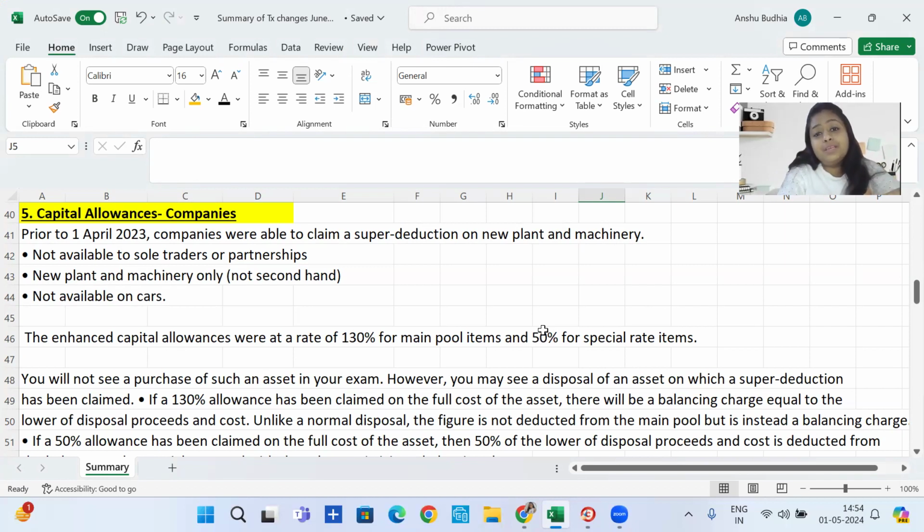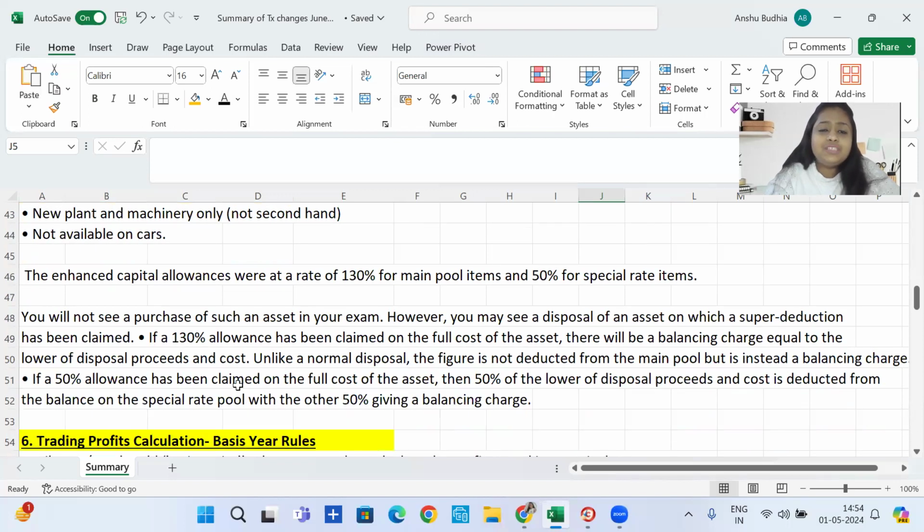That is, earlier the companies claimed those enhanced capital allowances, and now those assets are getting disposed of. So that plant and machinery is getting disposed of. So how to treat those disposals is a very important examination point applicable for all of you attempting June 24 onwards. Let's first understand what the changes are, and then I'm going to do a question to make you understand how we are going to apply these changes. Okay?